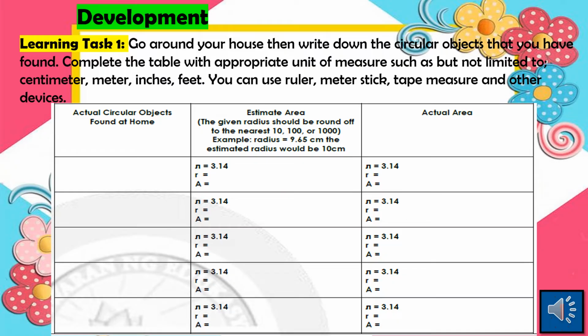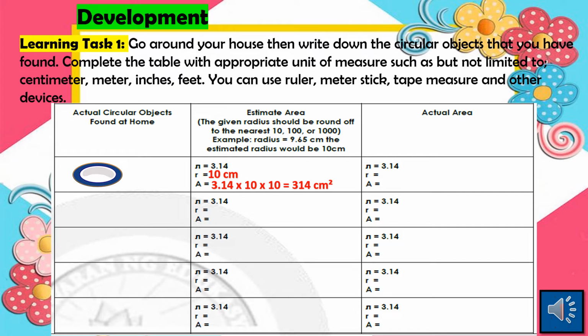Okay, so let us now answer learning task 1. So here are my examples. On the first one, we have the plate. For the plate, pi is 3.14, so that is constant. For the radius, let us say, for example, the radius of the plate is 10 centimeters, the area will be 3.14 times 10 times 10, which equals 314 square centimeters.